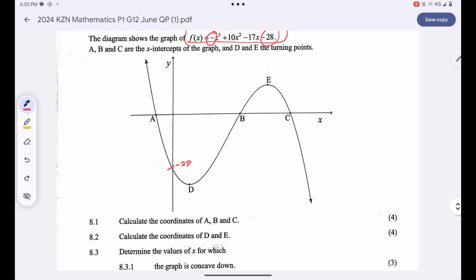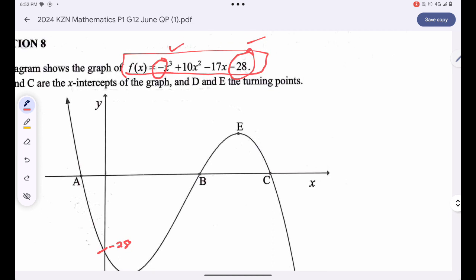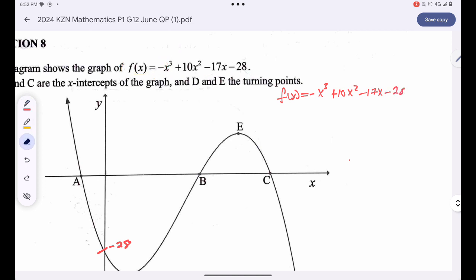Okay, 8.1, they want us to calculate the coordinates of A, B, and C. A, B, and C represent the x-intercepts, right? And guys, whenever I want to find my x-intercepts, I don't care what kind of function I have. All I have to do is make y 0 and solve for x. So f of x is equal to negative x cubed plus 10x squared minus 17x minus 28. Are you together? Whenever I want to find my x-intercepts, I must always make y 0 and then solve for x.